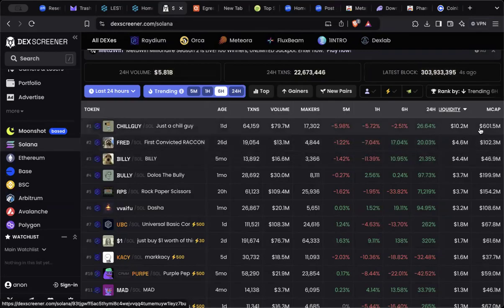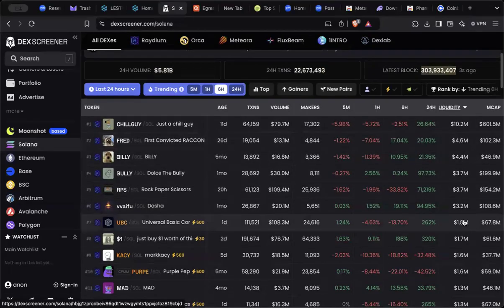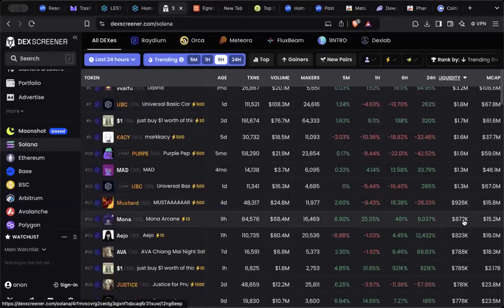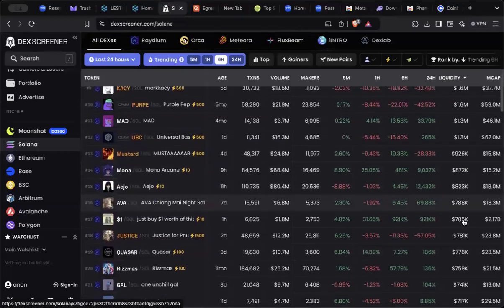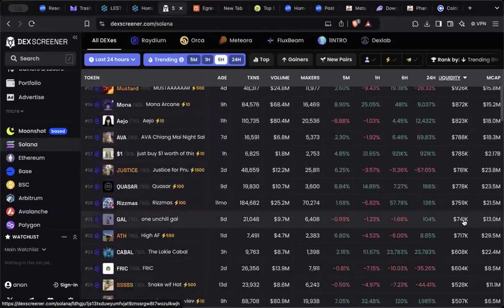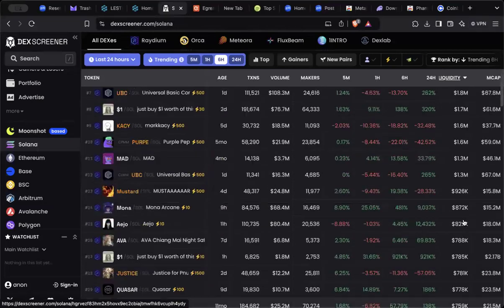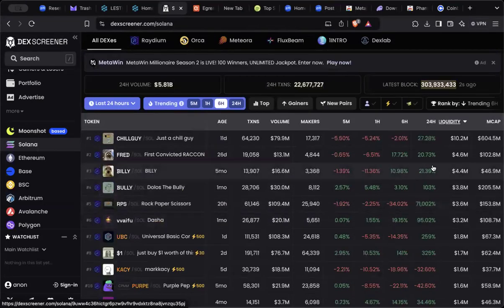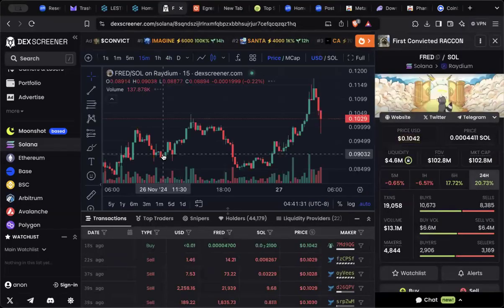I mean, right now, this one is top, but once again, anything in the millions is quite good. Scrolling down, a lot of them have liquidity coming through. So you can choose whichever one. If I go for Fred the Raccoon.